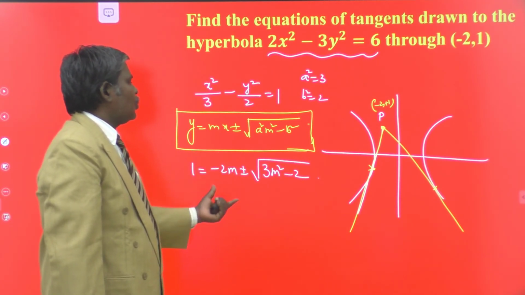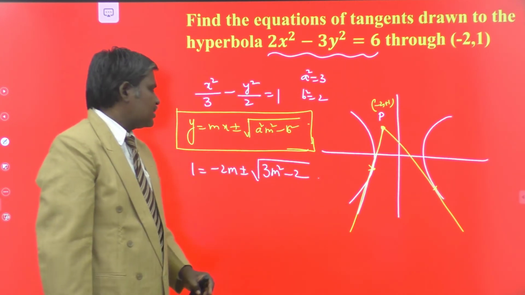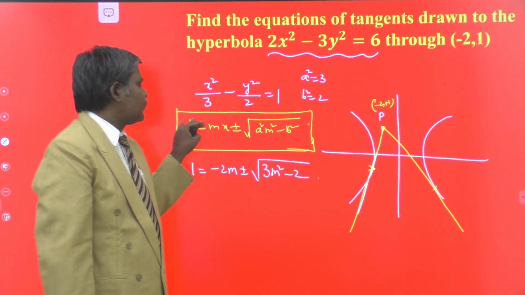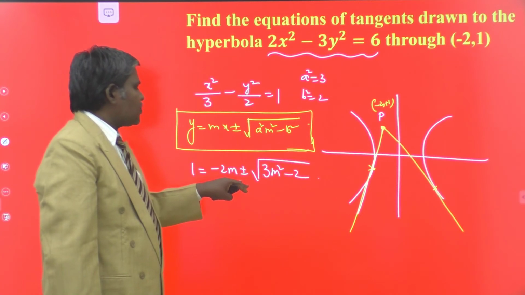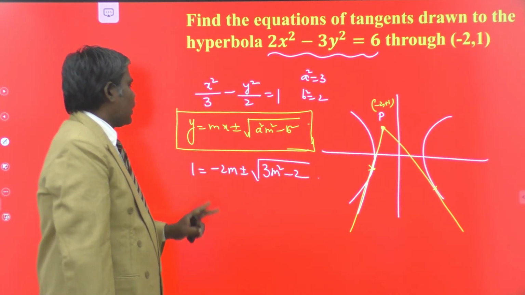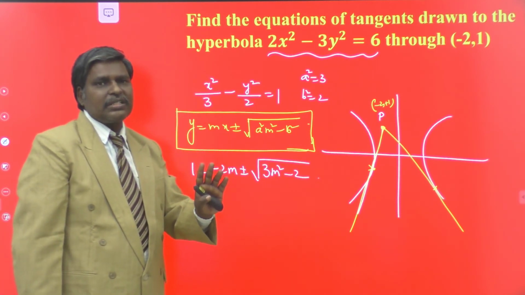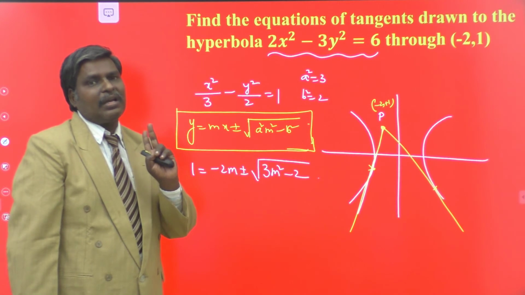Once you know the slope and point, can you write the equations of tangents or not? Yes. After obtaining the value of m, don't substitute the value of m here itself. On solving this equation, we obtain two values for m. By substituting those two values here, we obtain four equations. Out of four equations, only two of them are tangents, two of them are not tangents.